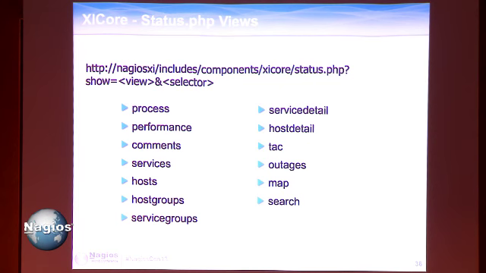Status PHP, quick overview here. There are usually a number of views that can be accessed. Here's a list of the views that you would find. These will affect what type of HTML gets output from the query. Process information about the Nagios process and some of the extra XI backend stuff. Performance information about XI and whatnot. Services, hosts, comments, host groups, service groups, everything here is pretty straightforward. Tactical overview, outages, maps, search.